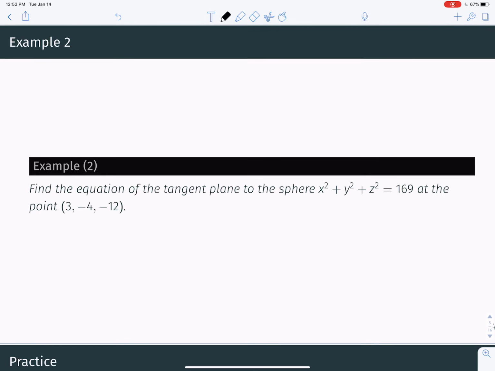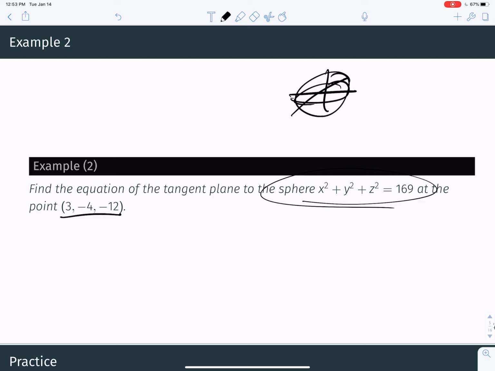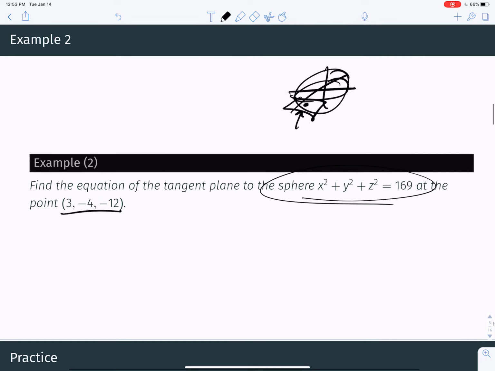Here's another problem, a little bit harder because the equation they gave us wasn't a function, it was an implicit equation. But we can fix that, right? We just take our knowledge, that's a sphere. And they gave us the point (3, -4, -12). It's probably somewhere down there, kind of on the bottom back of the sphere. And so we're going to try to make a tangent plane down there. If we just take z and solve for it, you're going to get 169 minus x squared minus y squared, all to the 1/2 power.